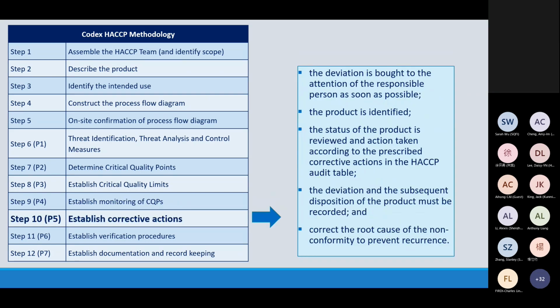Then, of course, corrective actions. Deviation is brought to the attention of the responsible person. Product is identified, the status of the product is reviewed, and action taken according to the prescribed corrective actions in the HACCP audit table. So again, you've got that same flow as you have with the food safety plan, except it's the CQPs, the critical quality points, the critical quality limits that are controlling it, and the monitoring and the corrective actions are associated with the deviations from the critical quality limits.